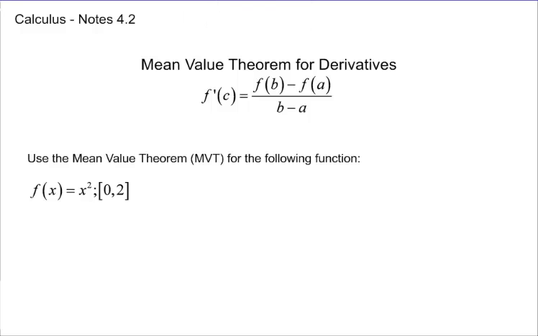Okay, so the mean value theorem is a theorem that we're going to use that will help us to just kind of locate what's going on inside a derivative. And what we're going to do is we're going to set the derivative equal to a specific point where that point is equal to the slope.